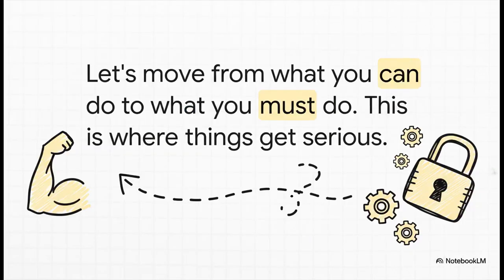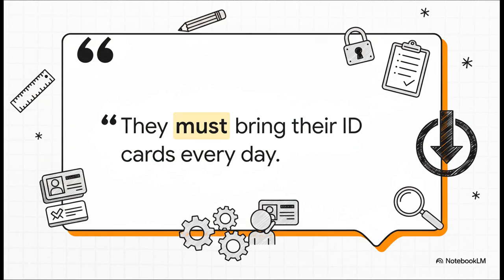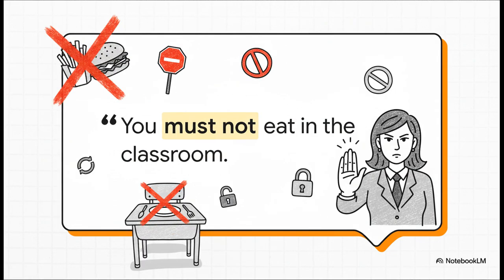All right, so we've covered what you can do. Now let's switch over to what you must do. This is where things get a bit more serious. Whenever you hear the word must, your brain should just think non-negotiable. This is not a friendly piece of advice. It's a powerful obligation. They must bring their ID cards means it is an absolute requirement, end of story. And on the flip side, must not is like a big red stop sign. It's a strict prohibition. So when you hear you must not eat in the classroom, it means don't even think about it. It's completely against the rules.